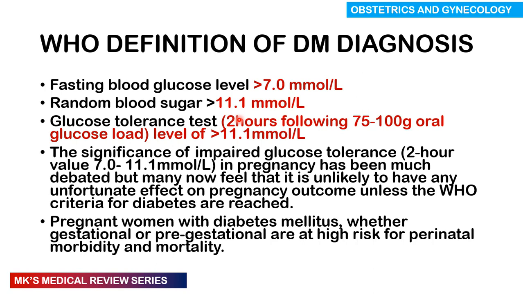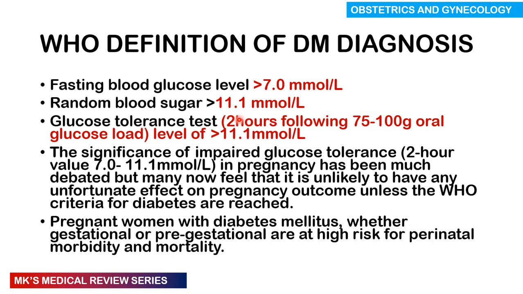So you can sometimes perform a glucose tolerance test, which is 2 hours, where you can give them either 75 to 100 grams of oral glucose load. Then you check their blood glucose at 30 minutes, at 1 hour, at 2 hours. And then if those readings, especially the ones at 2 hours, are greater than 11.1, then you're considering them to have diabetes.